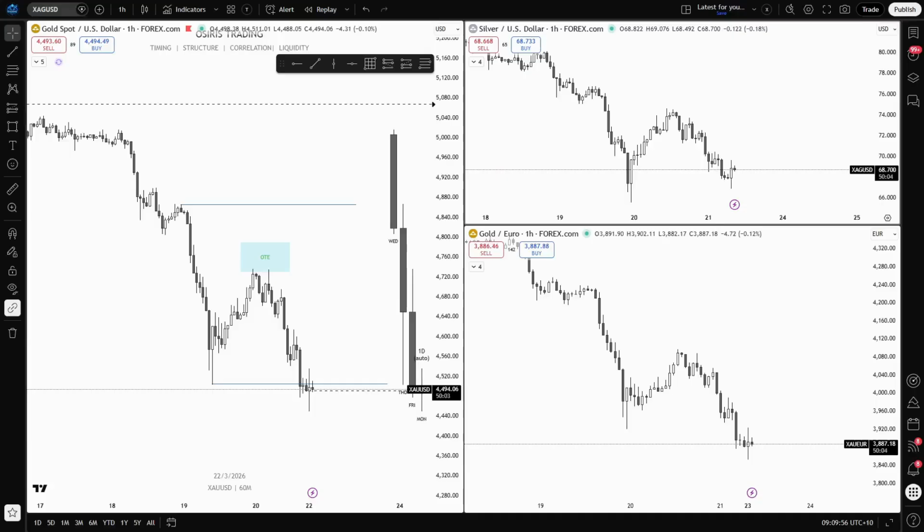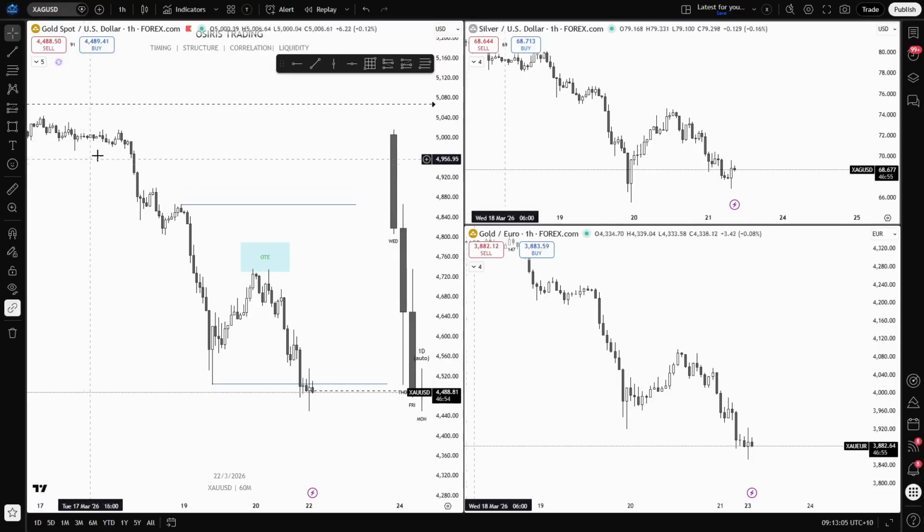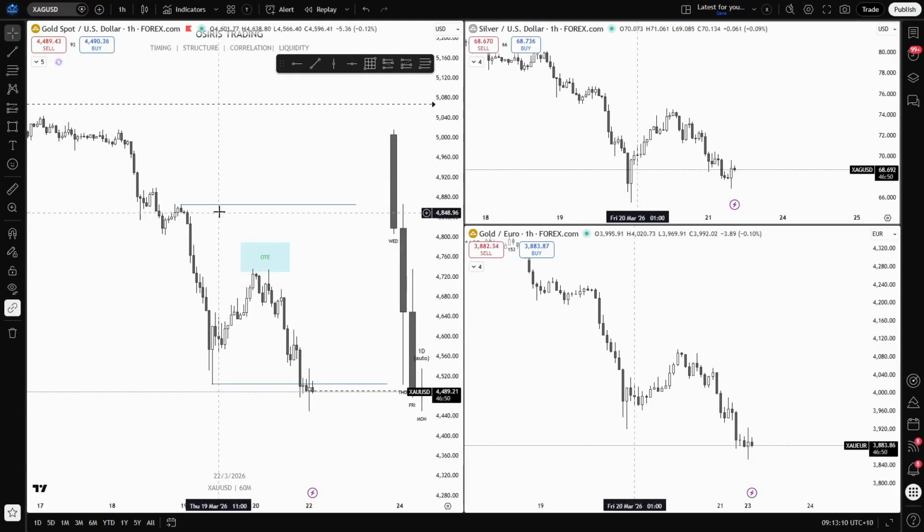In this video, I'm going to show you how I use correlated assets to confirm bias and time entries with precision. What I do is pretty simple. I'll wait for multiple correlated assets to align at high time frame points of interest. So this could be either a range OTE, a 4-hour fair value gap, or a daily fair value gap. I'm not just looking for one chart to react, I want to see all correlated assets respecting similar zones.